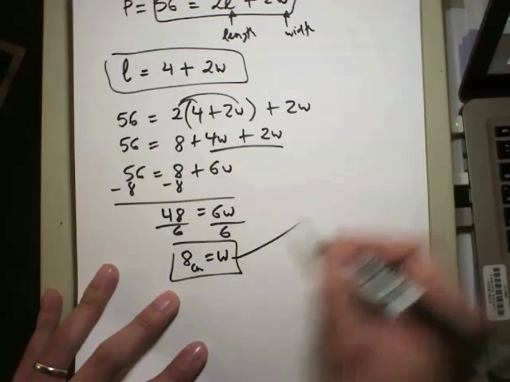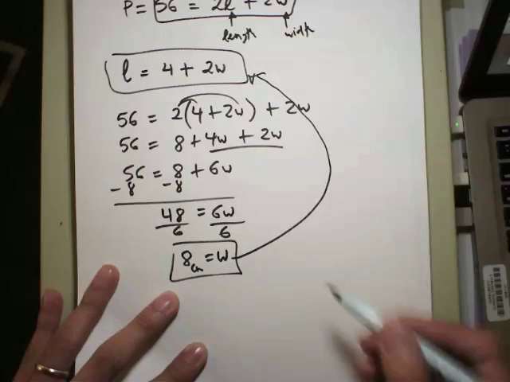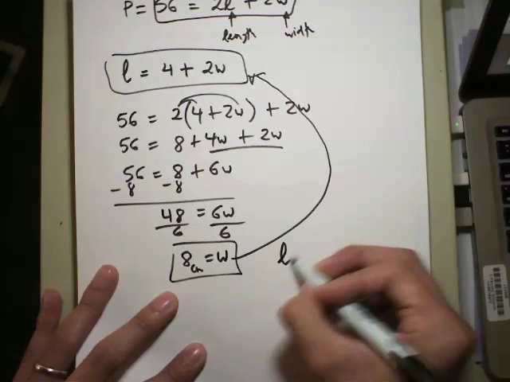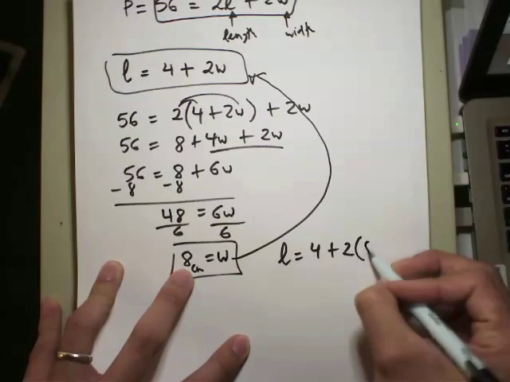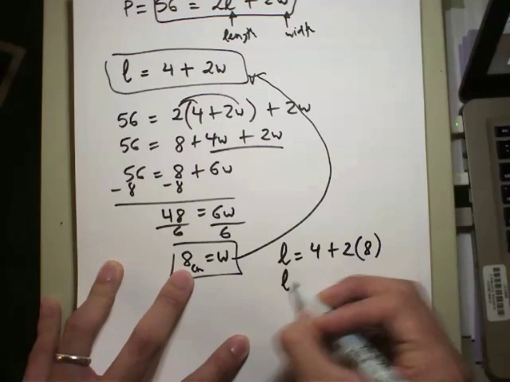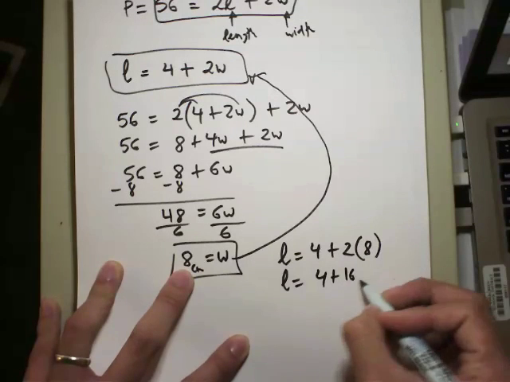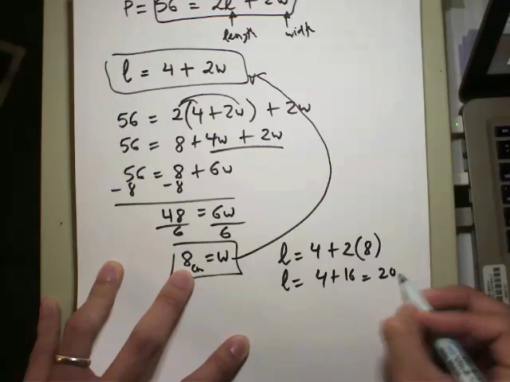So if the width is 8 centimeters, how do we find the length? We can certainly plug it right back into our other equation to find the length. And so the length is 4 plus twice the width, and the width is 8, so we just substitute it. So now we got 4 plus 16, which makes it 20 centimeters.